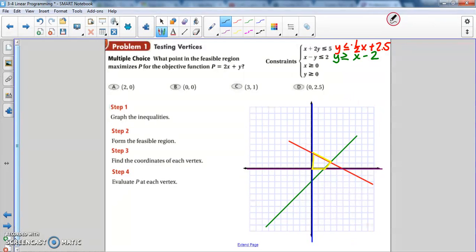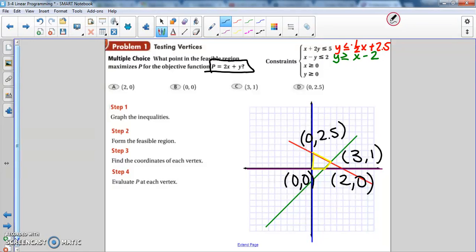So my coordinates are 0, 0, 0, 2.5, 3, 1, and 2, 0. I now need to take each of these points and evaluate them at p. So I'm going to plug in my x and y values to find out what p would be. Go ahead and do that now.